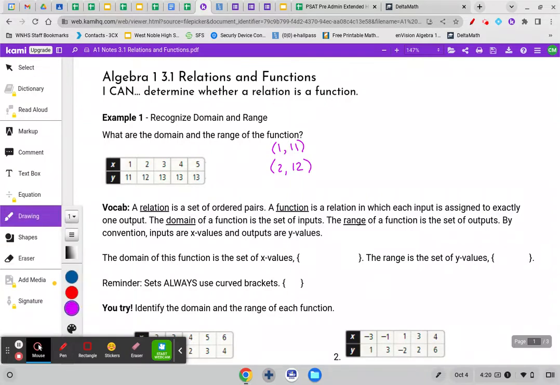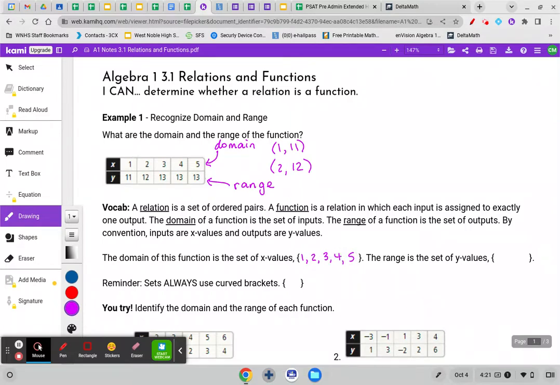So, what is the domain of this function? Well, it is our x values. And what is the range of our function? Well, this is our y values. Okay, we can also write this in our little curvy brackets. The domain of this function is the set of x values 1, 2, 3, 4, and 5.